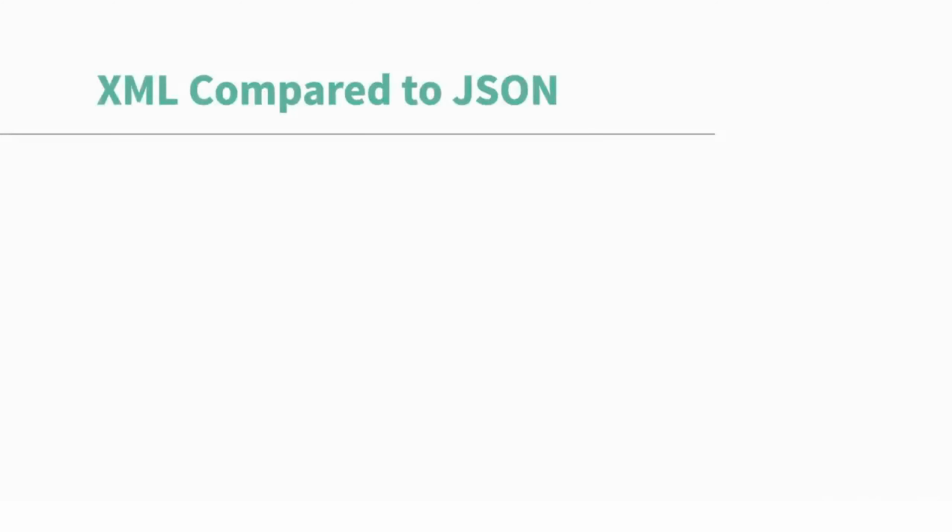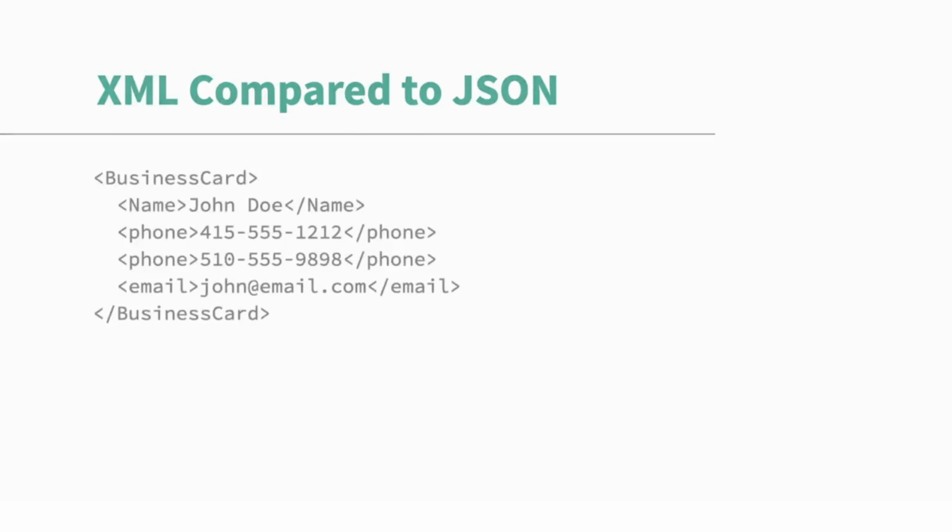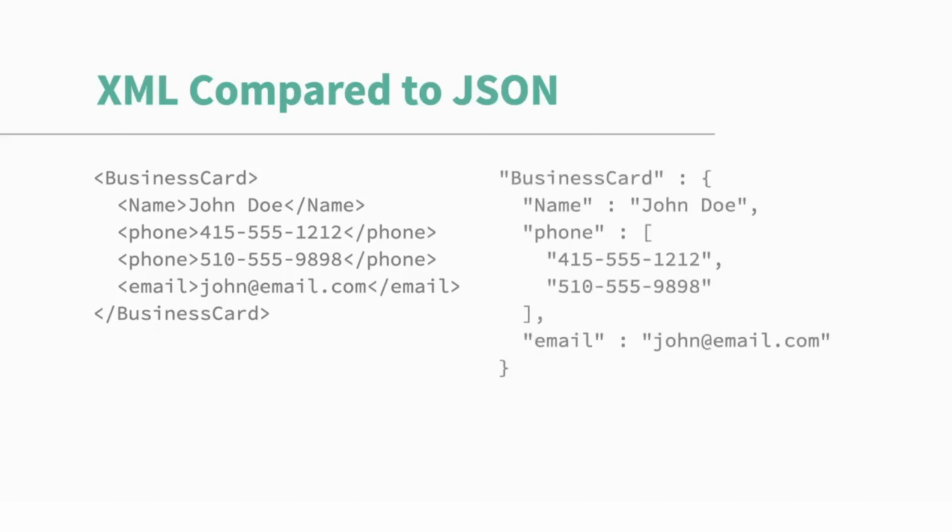So let's compare some XML data to how it would be represented in JSON. Suppose I had an XML structure that looks like this, the business card data we've been using throughout the course. In this case, I've simplified it a little bit. I've removed the attributes on the tags. To represent this data in JSON, the structure would look something like this. It's a bit simpler than the XML, but notice that there's no built-in way in JSON to represent attributes on a piece of data. It's just keys and values.